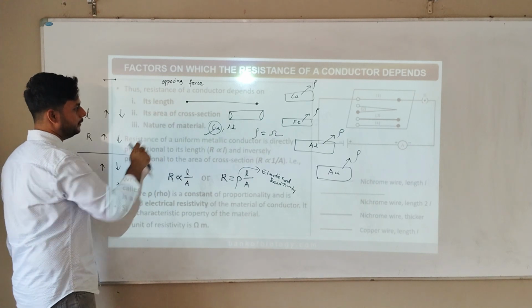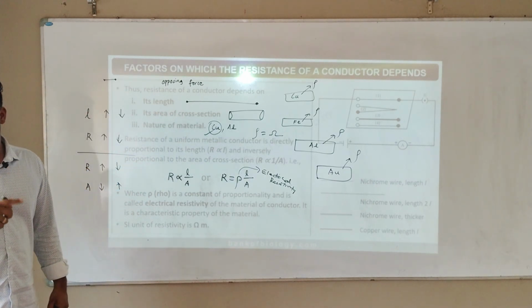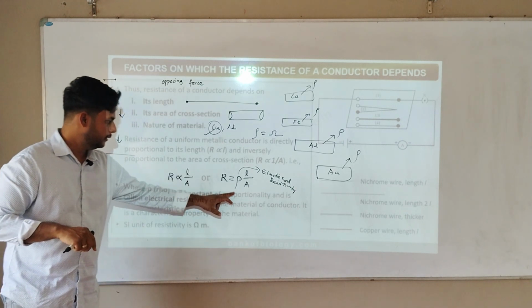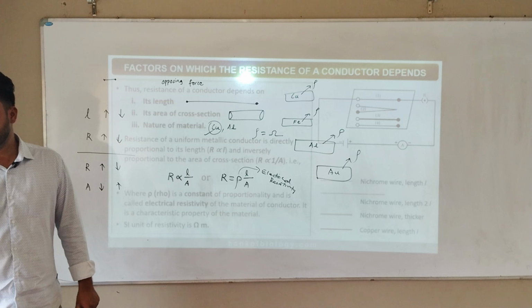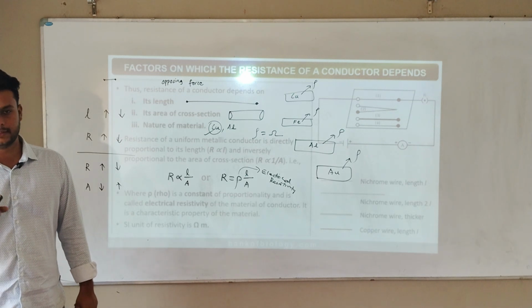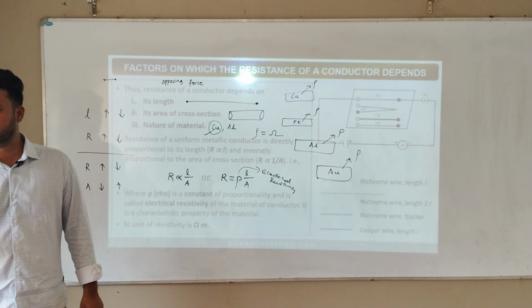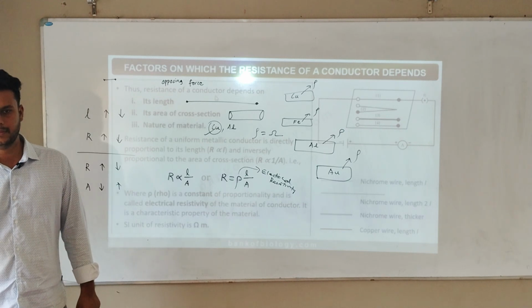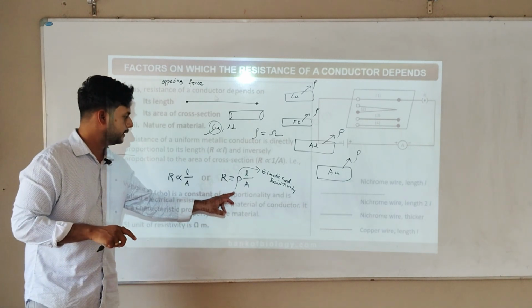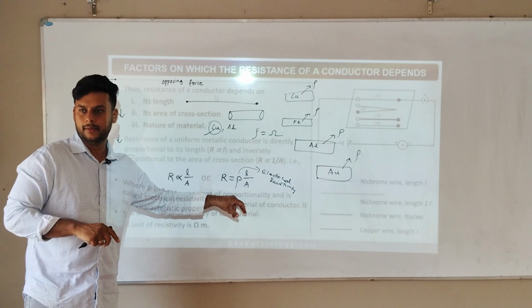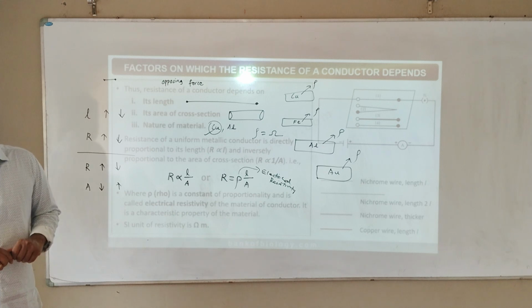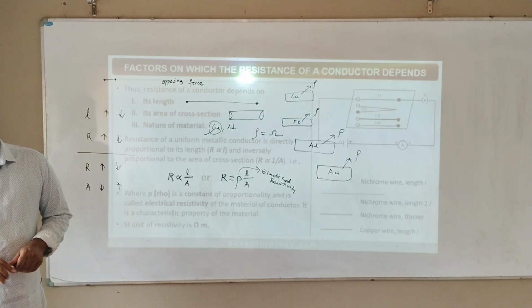If length is too high, the resistance will be high. Second one is area of cross section and nature of material. Next, rho will be different for each and every metal. So it's a constant. If you take iron, all iron will have the same resistivity. All copper will have the same resistivity. All aluminum will have almost the same resistivity. Getting? So rho is a resistivity constant which varies by temperature. Okay. Any doubts still here? Okay, next.